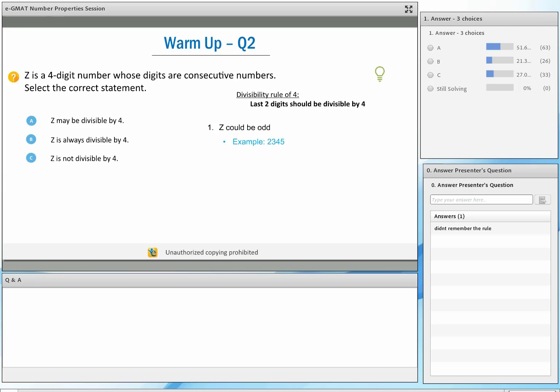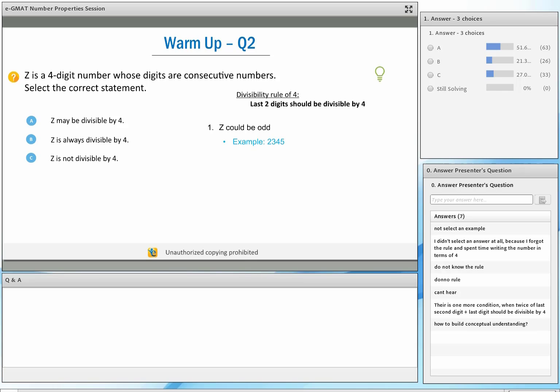For those of you who didn't remember the rule, that's a conceptual issue, which means that you need to build your conceptual understanding, right? Did not select an example. So if you did not select the example of z as an odd number, this means that you failed to apply the process skill of considering all cases. So if you didn't consider all cases, and one of the cases is that z is an odd number, then that's a process skill issue. Okay, so again, there are two reasons why you selected choice B. And again, based on the reason that you selected choice B, you basically need to fix the problem.